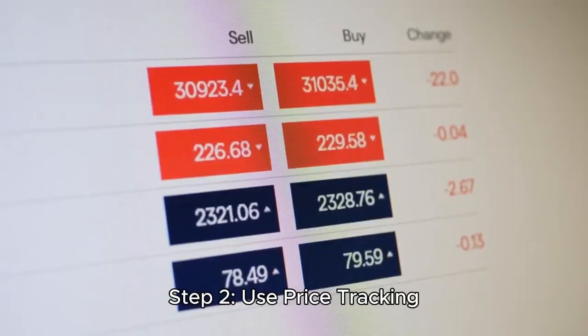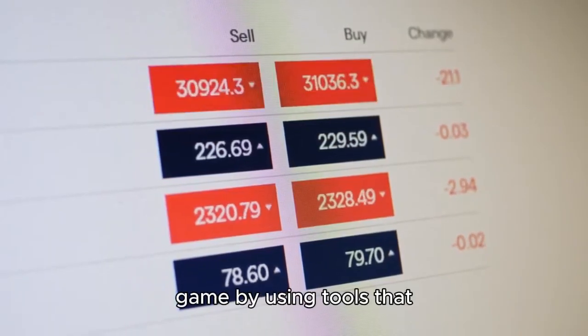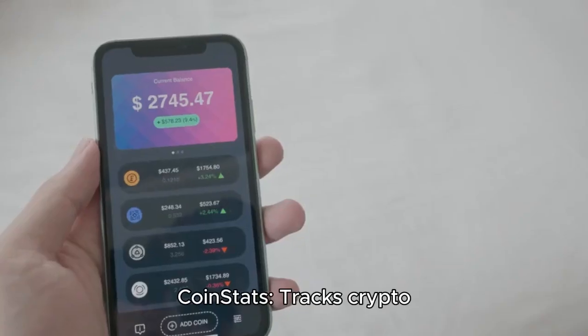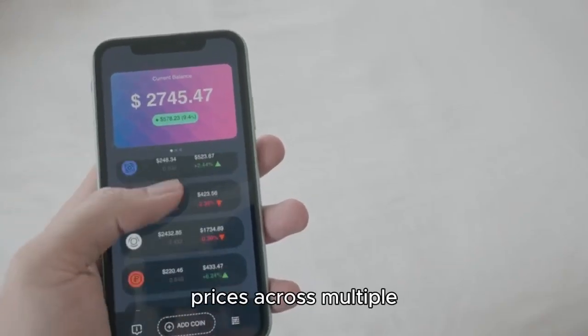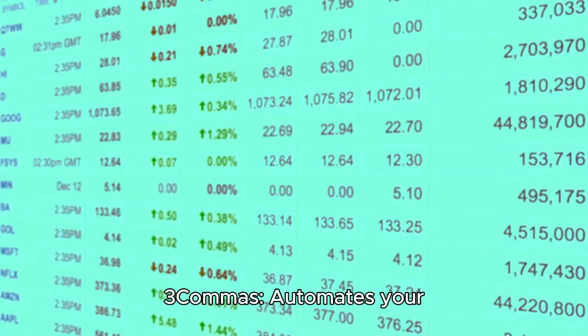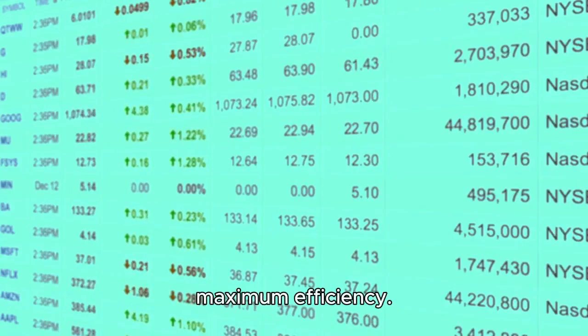Step 2. Use price tracking tools. Stay ahead of the game by using tools that monitor price differences in real time. Coinstats tracks crypto prices across multiple exchanges, so you never miss an opportunity. 3Commas automates your arbitrage trades for maximum efficiency.